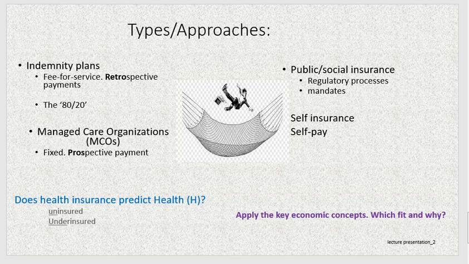Indemnity plans are known as your 80-20. Consumer pays only 20% of the cost, but reimbursement is retrospective. Payment is based on utility, therefore pays after the care is provided. So the former is before, prospective, the latter is after, retrospective. Think of retrospective as in retrospect. What is meant by this is that we can look and think about a situation.